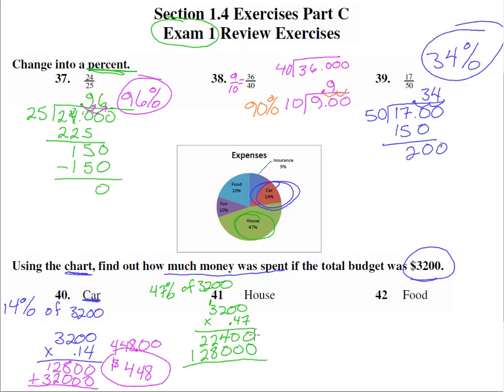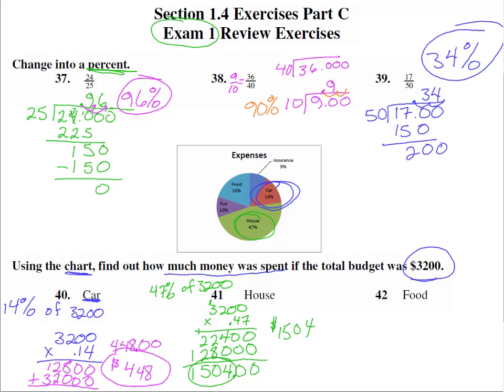Alrighty. 0 plus 0 is 0. 0 plus 0 is 0. 4 plus 0 is 4. 2 plus 8 is 10. Carry the 1. 1 plus 2 plus 2 is 5. And 1 comes down. How many decimal places? There are 2 of them right there. So we get $1,504 for the house.